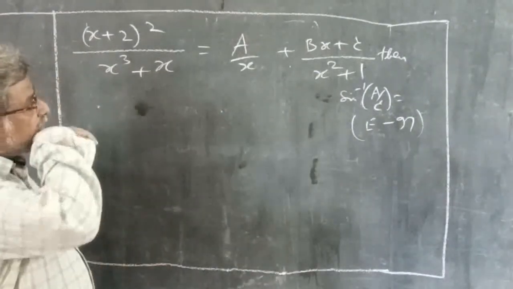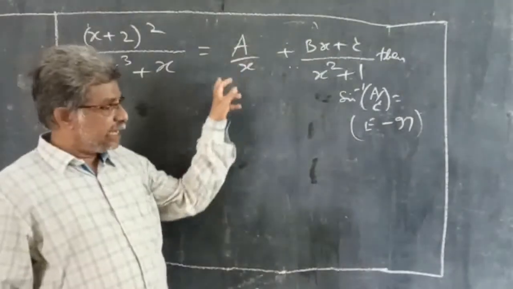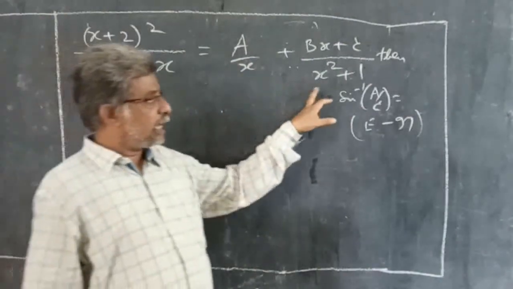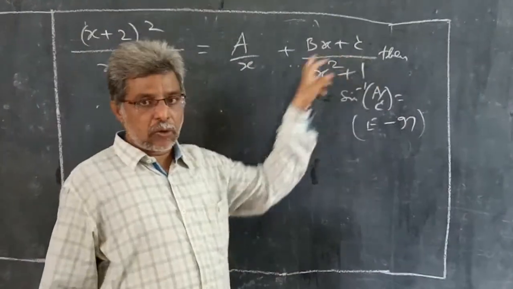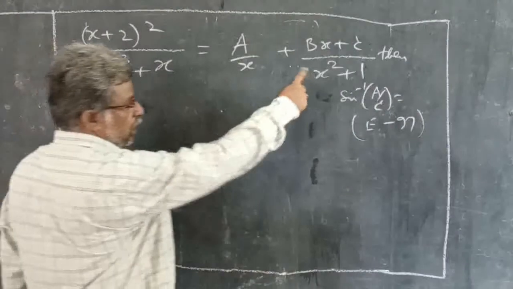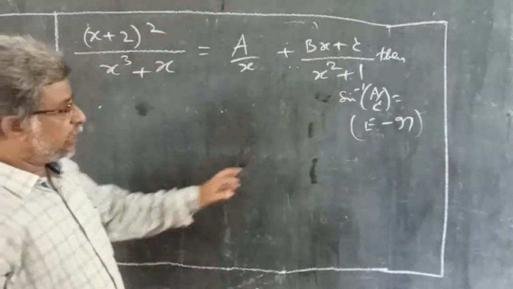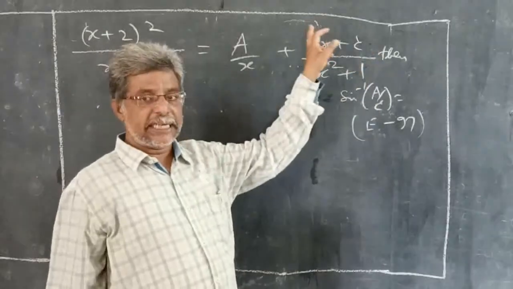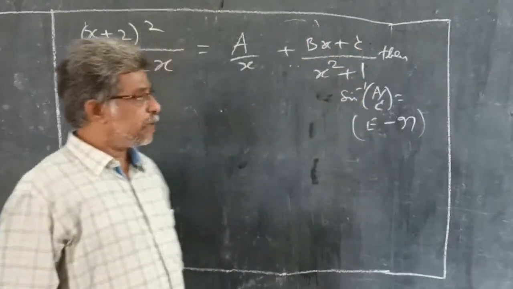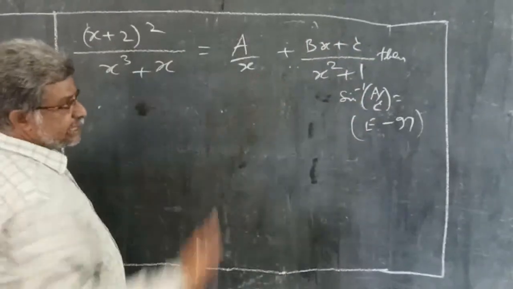For this, I told you already, this is a linear factor and this is a quadratic irreducible. That's why I take linear in the numerator: bx plus c by x square plus 1. So we need to find a and c, that is enough.